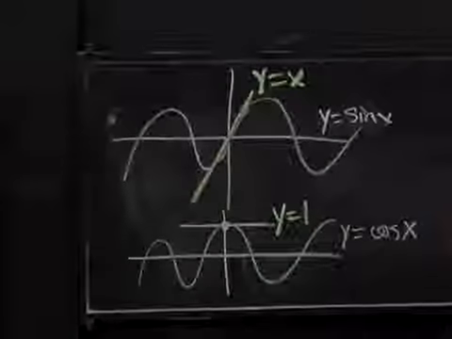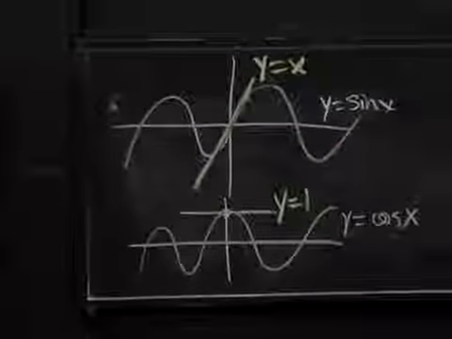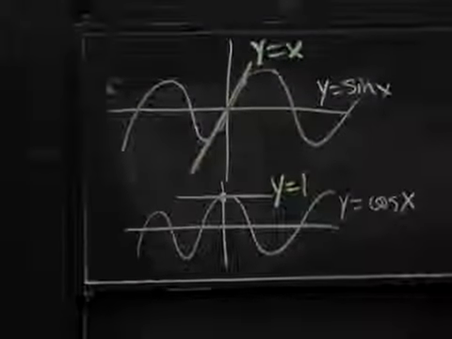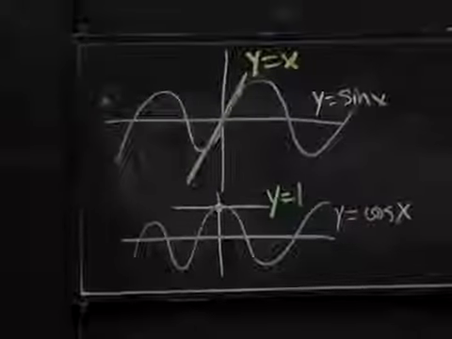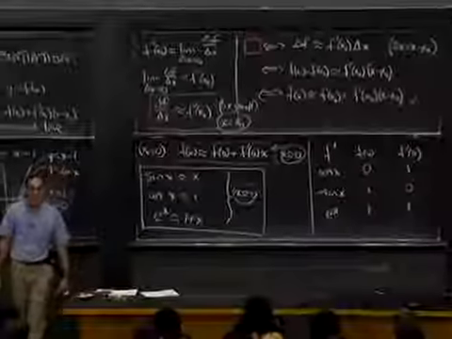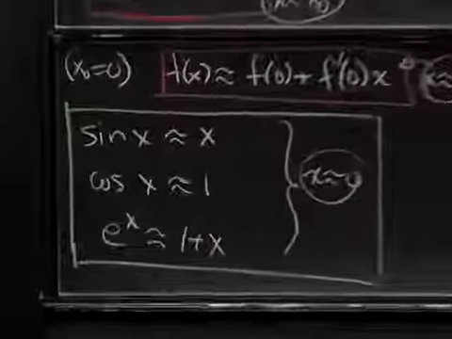And finally, if I draw y equals e to the x, that's coming down like this. And the tangent line is here, and it's y equals 1 plus x. The value is 1 and the slope is 1. So this is how to remember it graphically, if you like. This analytic picture is extremely important and will help you to deal with sines, cosines, and exponentials.